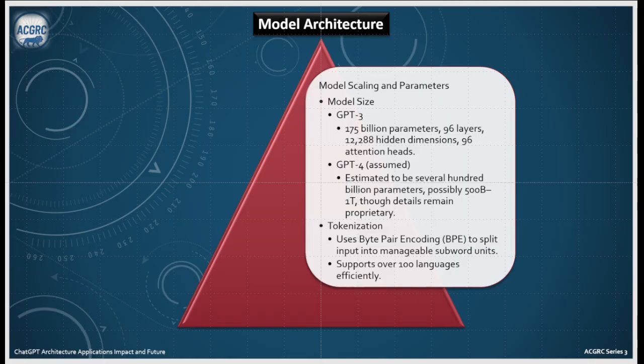In simple terms, parameters are like tiny knobs inside a model. The more parameters it has, the more complex patterns it can learn and understand. 500 billion to 1 trillion parameters means ChatGPT, especially GPT-4 and upcoming versions, is extremely large and powerful, capable of handling nuanced tasks, reasoning better and generating very human-like text.